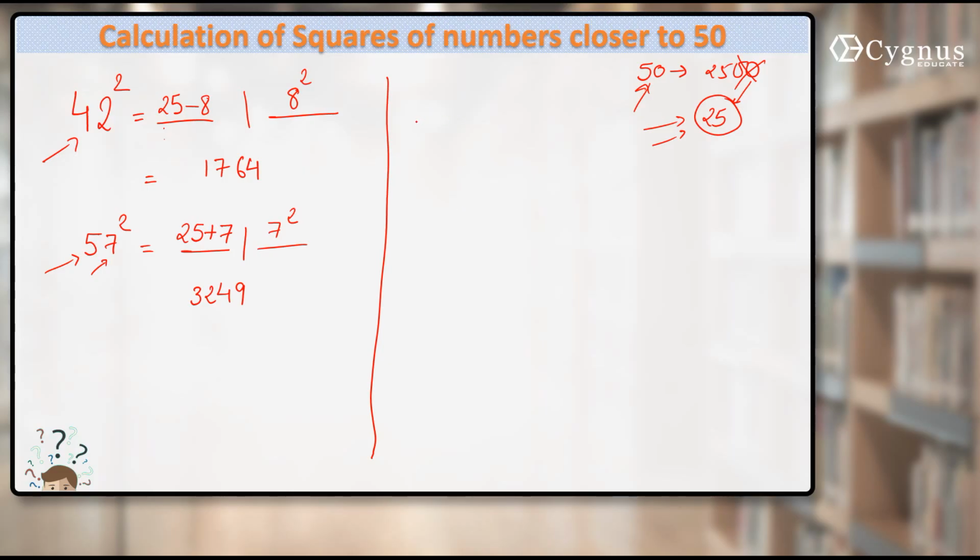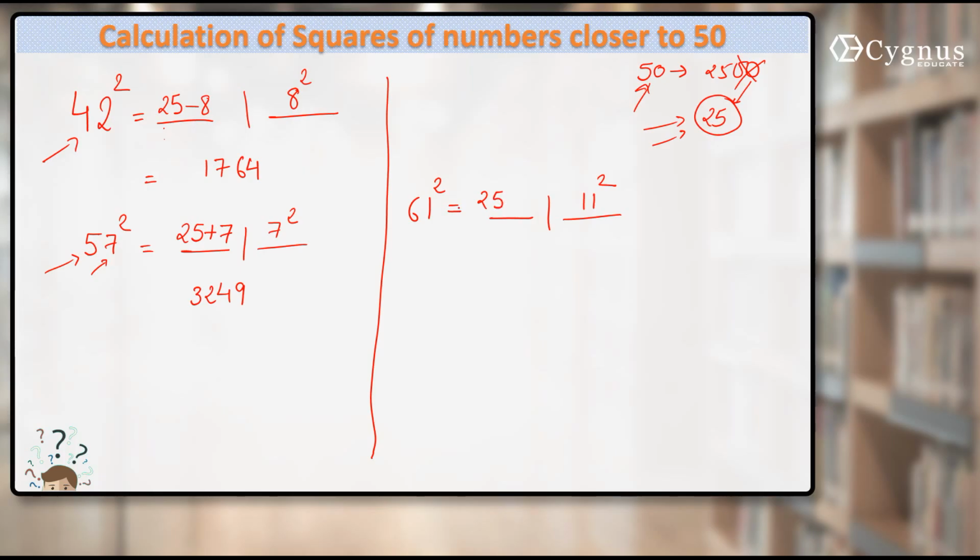Let's look at a number which is in the range of 60s. If you choose a number as 61, first three steps will remain same. The base will become 50. The number is 61. Number is more than base or less than base. It's 11 more than 50. So the second part of the answer becomes 11 square. What about the first part? We'll do the same thing.